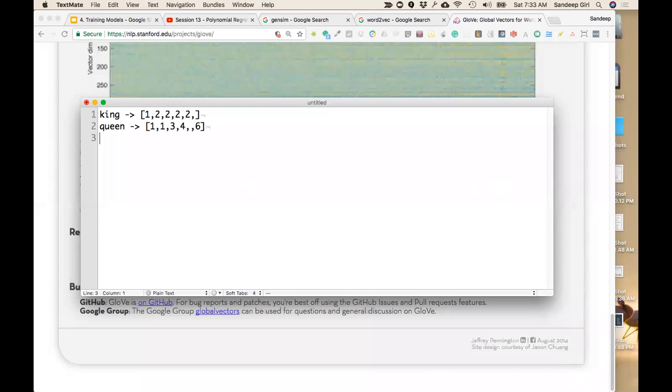Now we have the GloVe vector of man as well, and a GloVe vector representing woman also. You'll be amazed to know that if you say king minus man plus woman, the outcome is very much equal to queen. So this is the kind of fun you could have with these GloVe vectors.